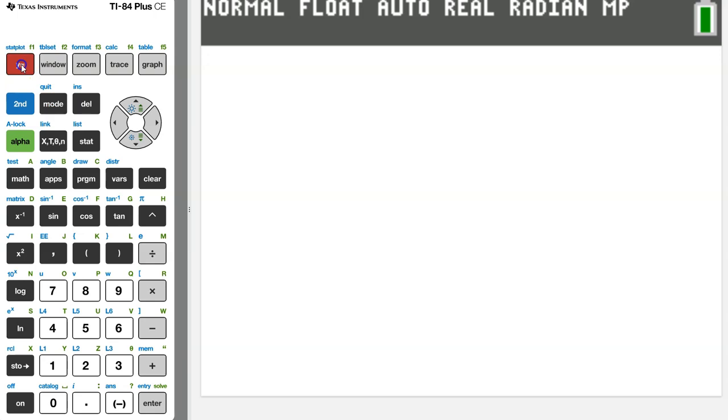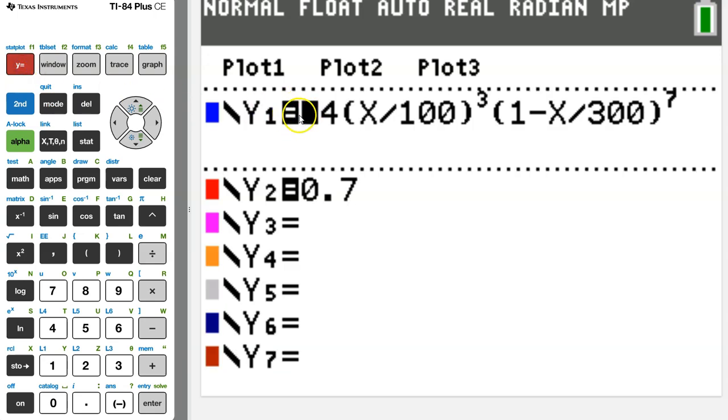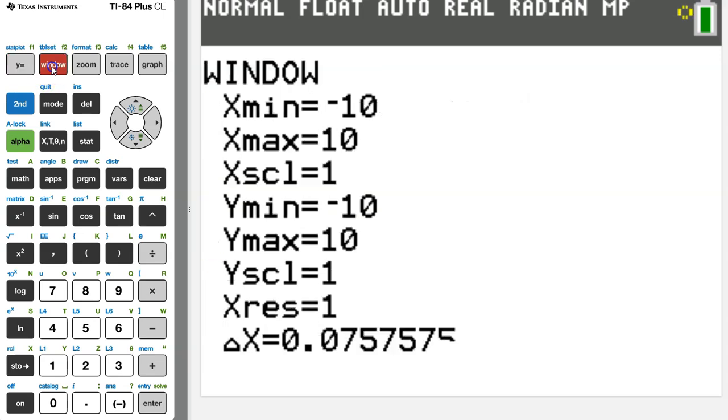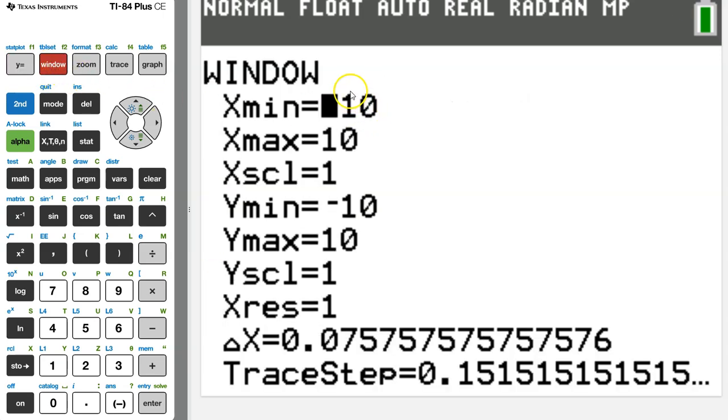Hit the y equals button. Make sure you have the rate in function typed in as y1 and the constant rate out of 0.7 typed in as y2. We want to find where the rate in equals the rate out, and we're going to use the graph to do that. However, before you hit that graph button, let's adjust the window. So hit the window button. Right now we have a default window of -10 to +10 for xmin and xmax.